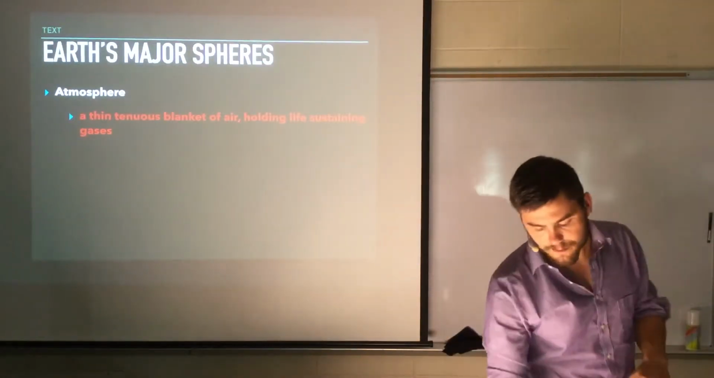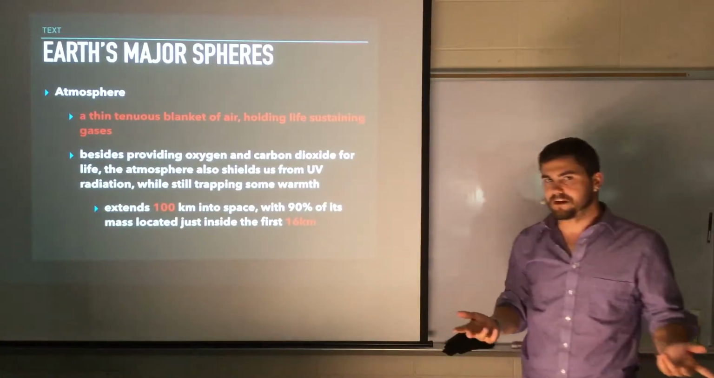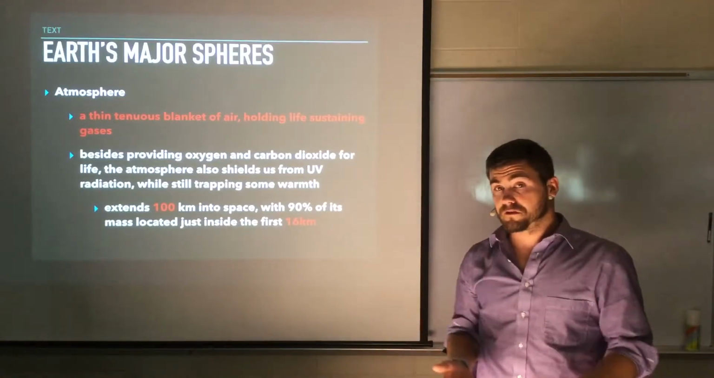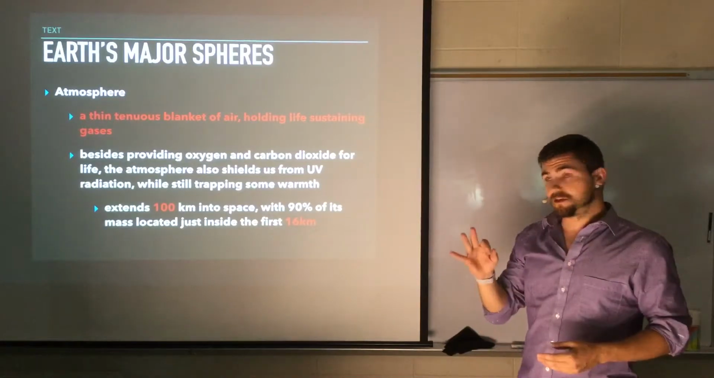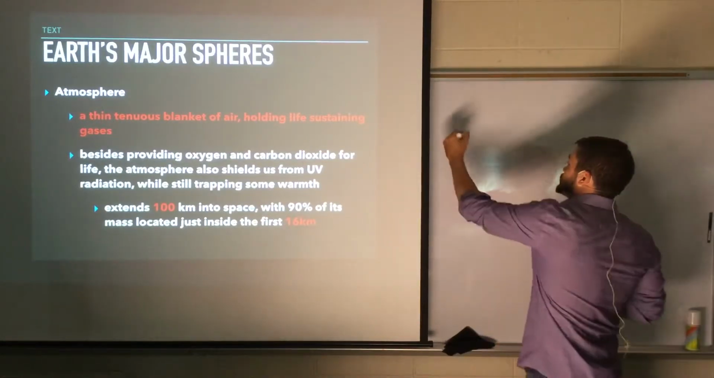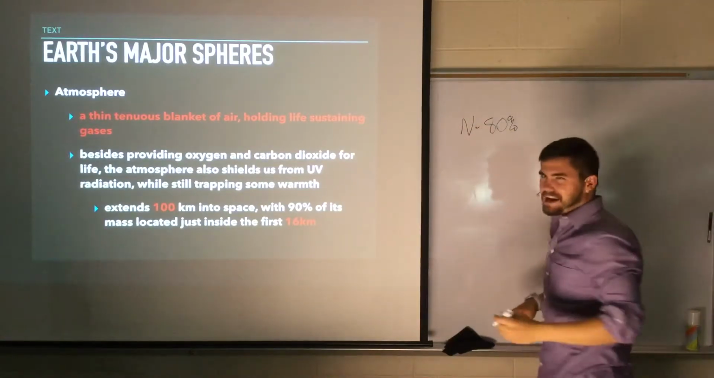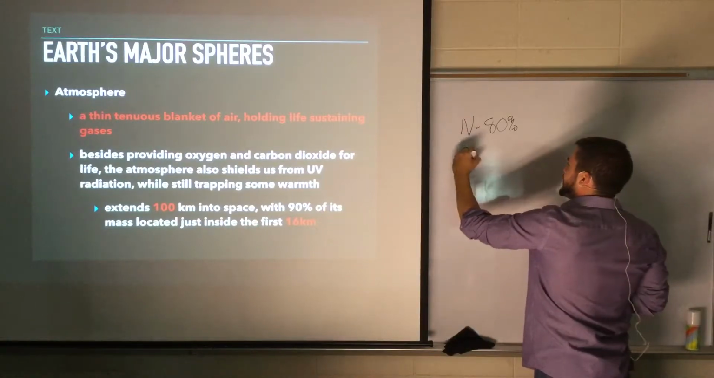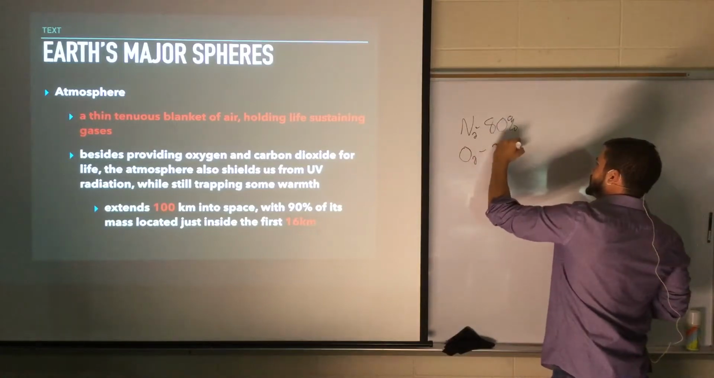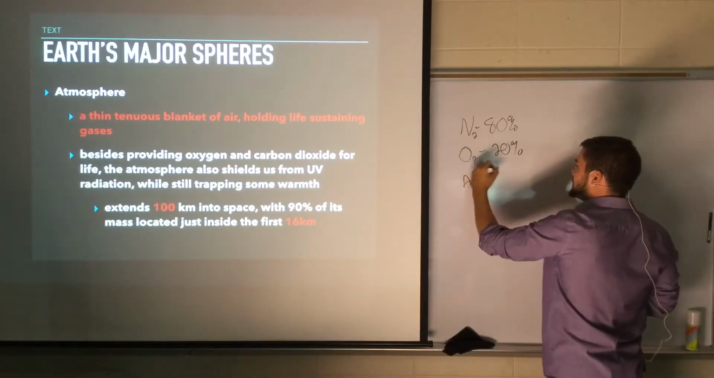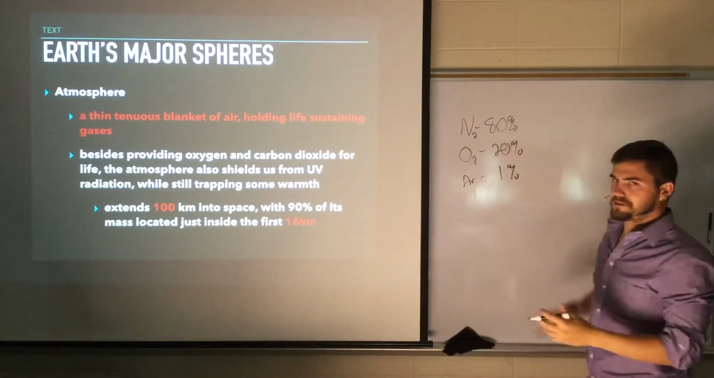All right, next, the atmosphere. So call this like a thin, tenuous blanket of air. It's a mixture of several different things, although over 99% of it is just three different gases. Nitrogen, which makes up close to 80%, closer to 78%. Oxygen is close to 20%, and then argon is right around 1%. So I know that equals 101%, but these are approximations.